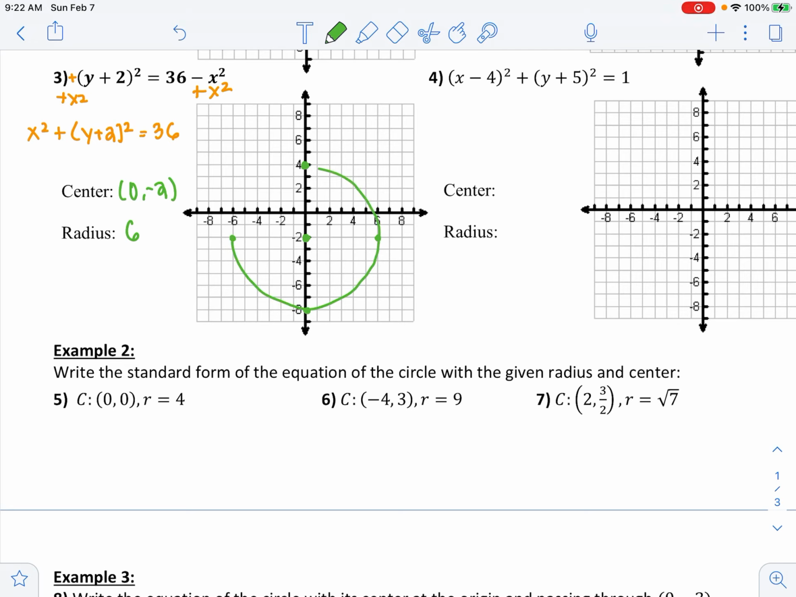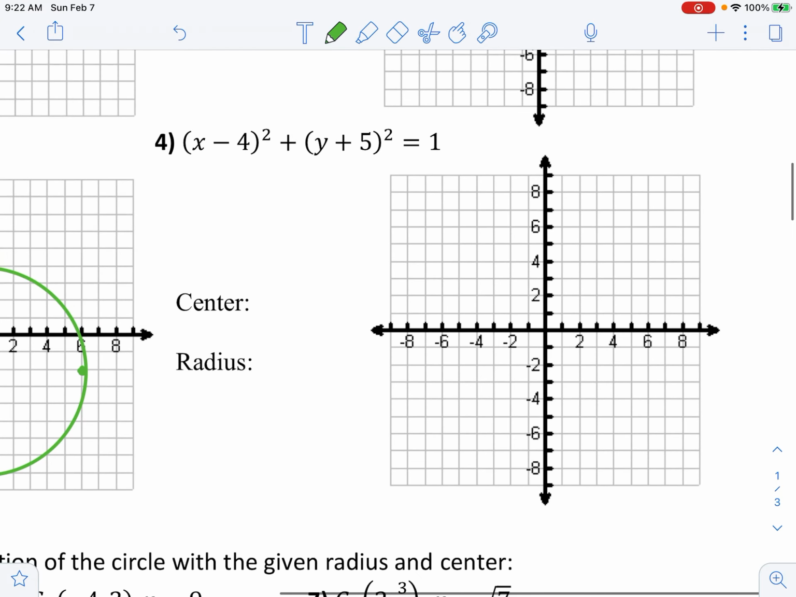Notice how I don't count like 1, 2, 3, 4, 5, 6. I use the numbers for help. Like if I know that I'm at 0, going right and left 6, I'm at negative 2, I'm going up 6, I'm at 4. If I go down 6, I'm at negative 8.